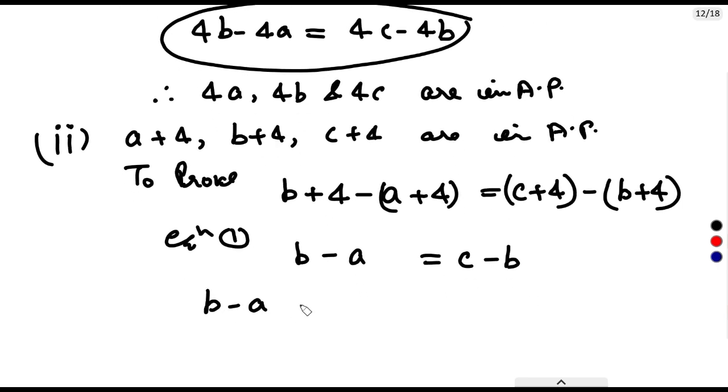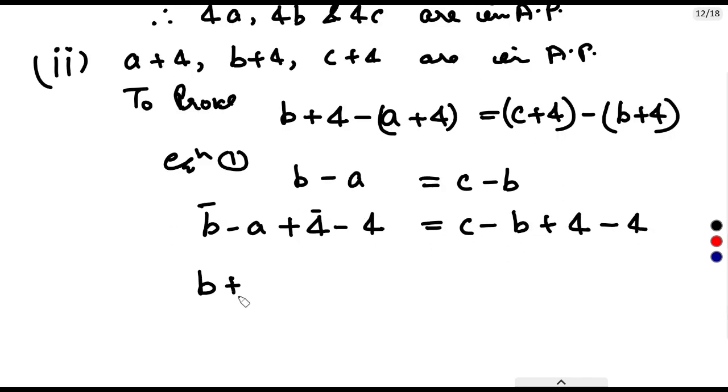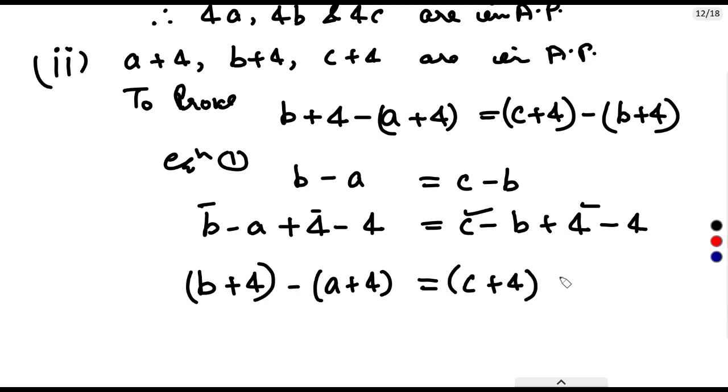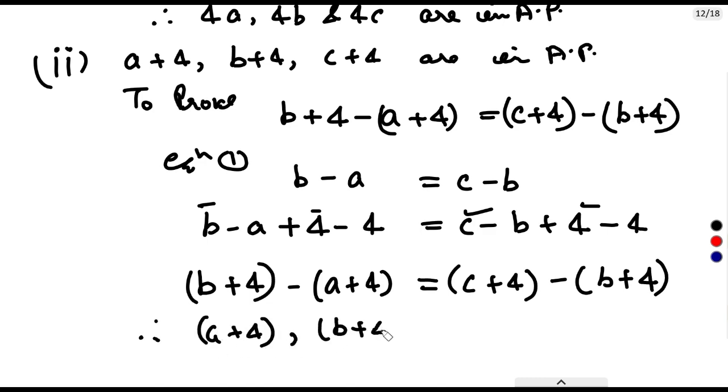On left hand side, plus 4 and minus 4. Similarly, on right hand side, add 4 and subtract 4. फर्स्ट और थर्ड की हम ग्रुपिंग कर रहे हैं और सेकंड और फोर्थ की ग्रुपिंग कर रहे हैं. C plus 4 minus B plus 4. Therefore, A plus 4, B plus 4 and C plus 4 are in AP.